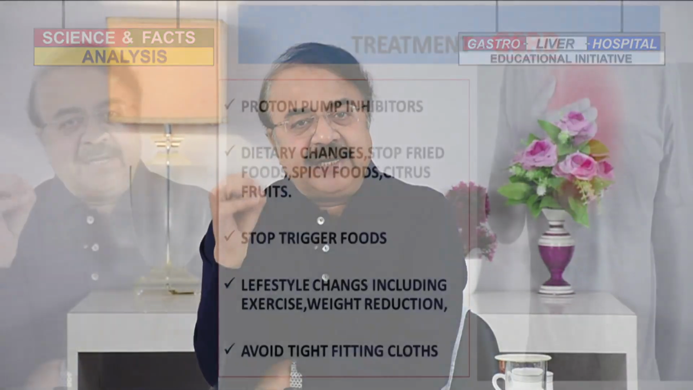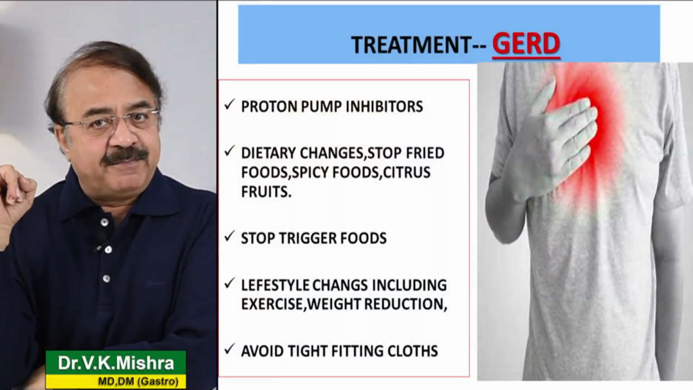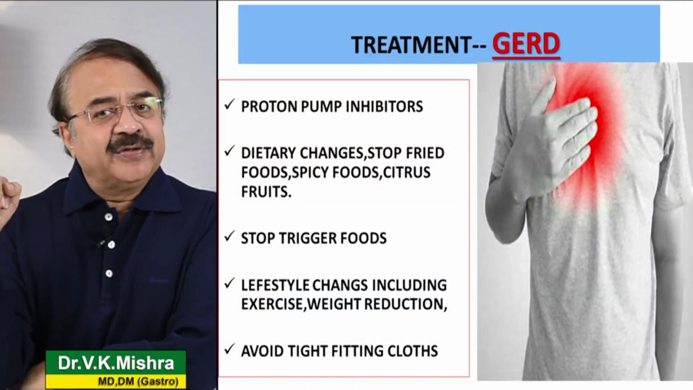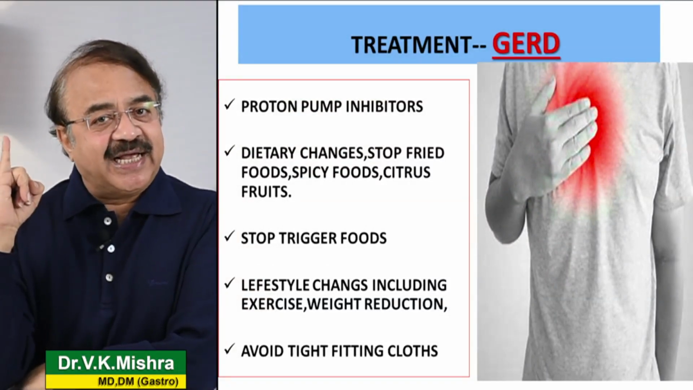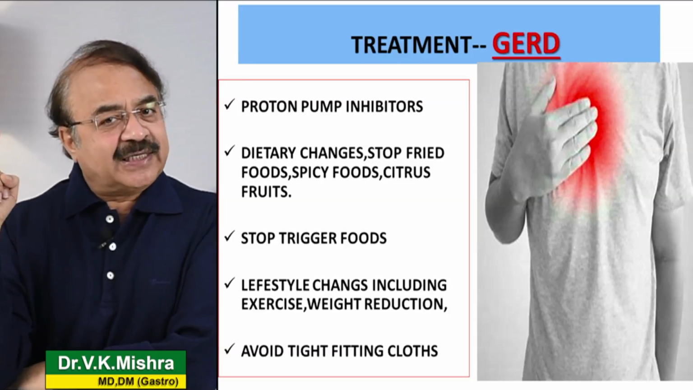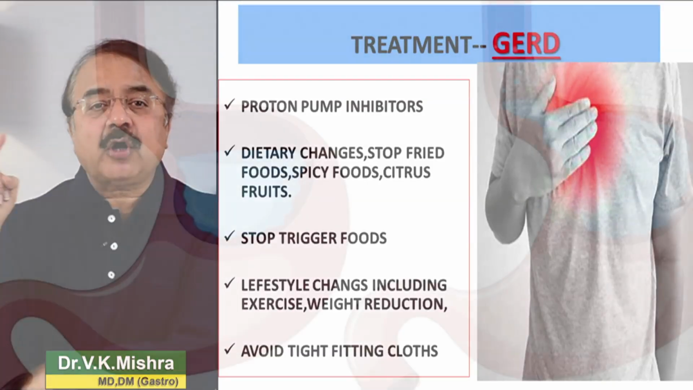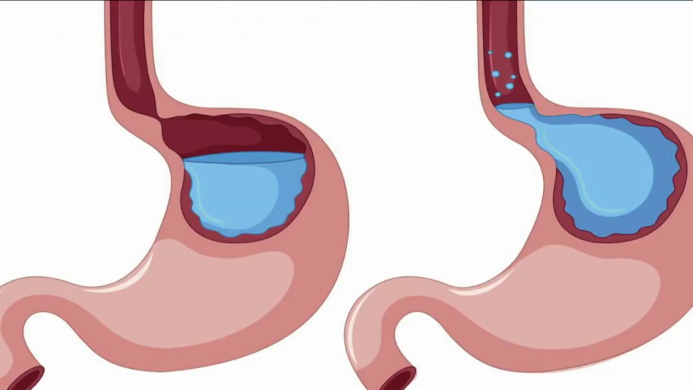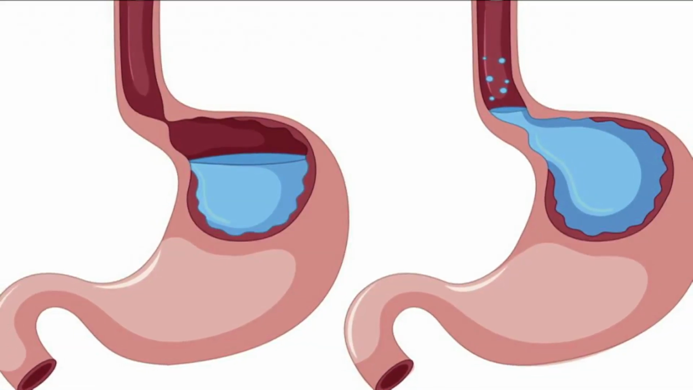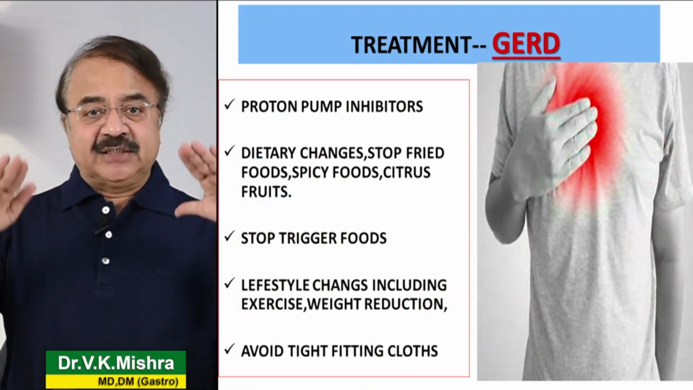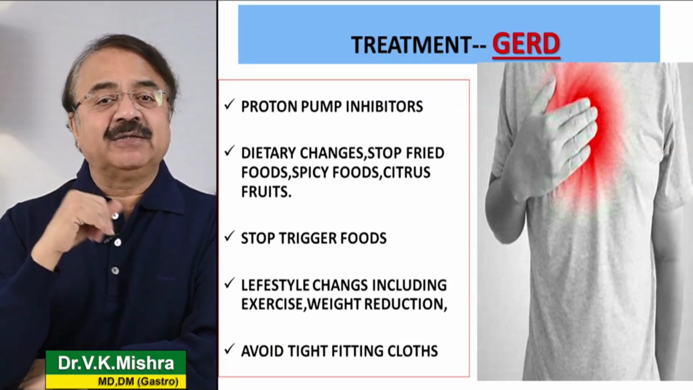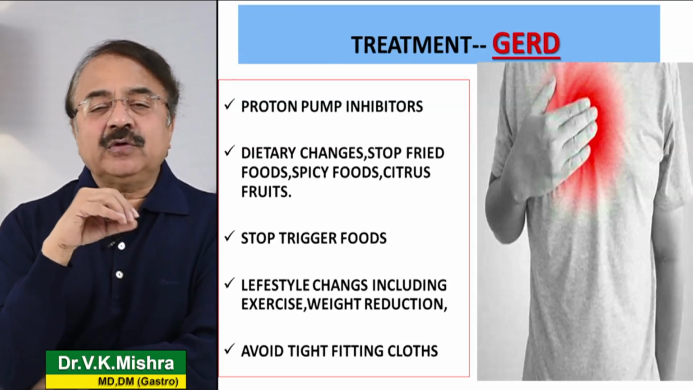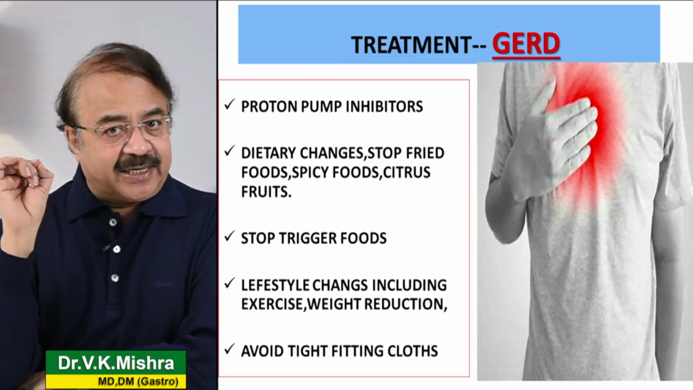Now, what are the things which may be offered as part of treatment? As far as GERD is concerned, the first thing is proton pump inhibitors. These are very effective in suppressing acid. You would certainly require dietary changes. You need to stop fried foods. You need to stop spicy food. You need to stop citrus fruit so that acid production is reduced and esophageal symptoms are taken care of. You need to stop all those trigger foods which are creating the problem.